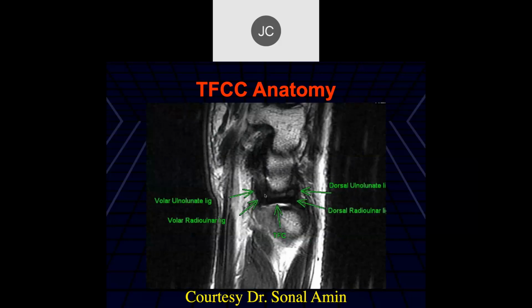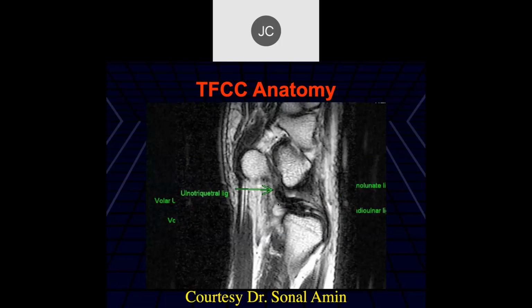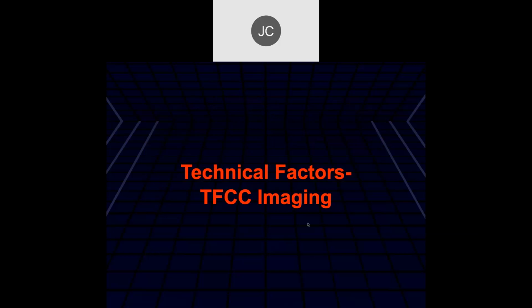And then if we go to the sagittal plane, you can see the volar ulnar lunate ligaments and the radioulnar ligaments coming down here on either side, the disc in the center. And if we go a little farther out, we can see part of the ulnar triquetral ligament and some of the meniscal homologue there. Okay.